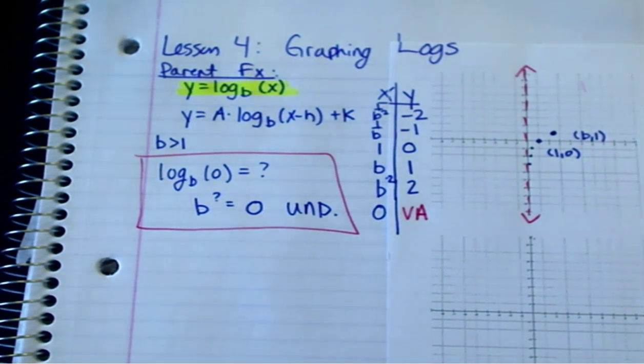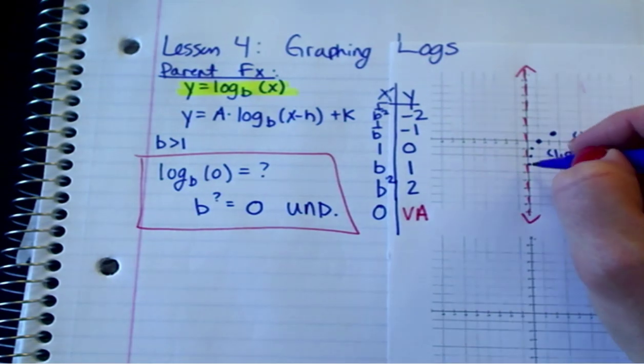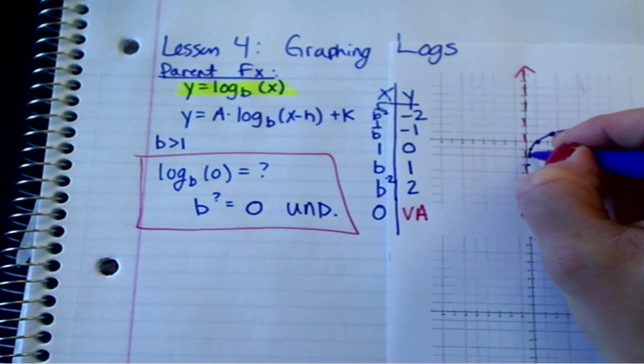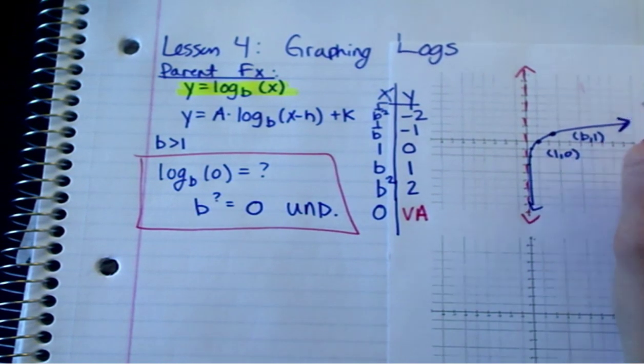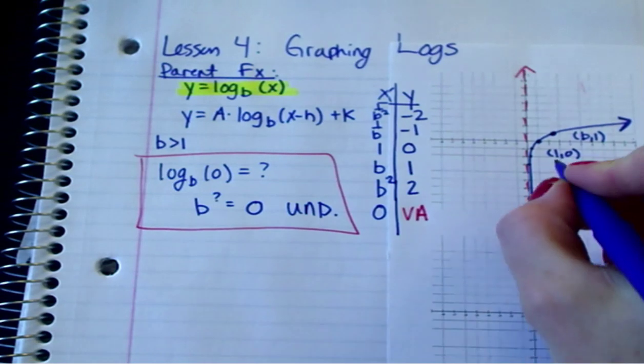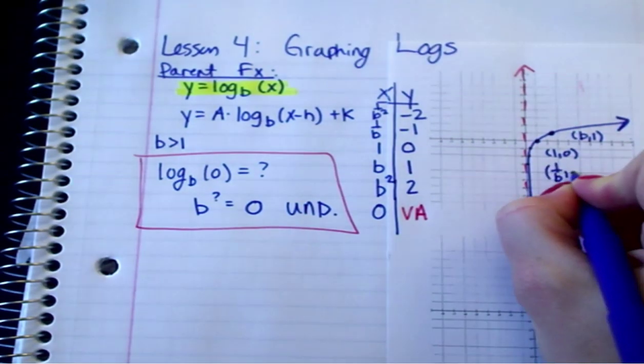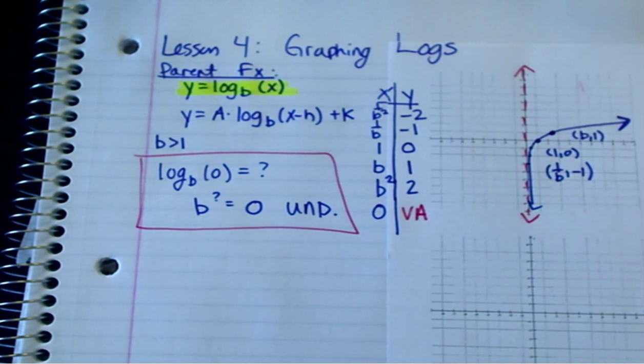All right, connect the dots. Similar shape to exponential, just oriented a little differently. One over b, -1. Yes. So the y-coordinate will always be the exponent? The y-coordinate will always be the exponent, correct. Okay, yes. Yeah. As long as you're plugging in the correct power of the base.